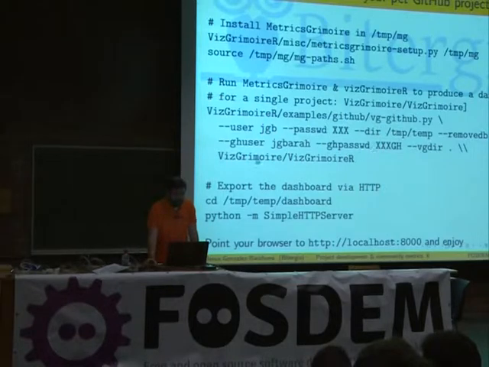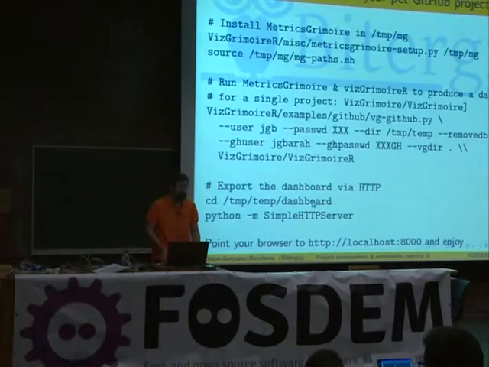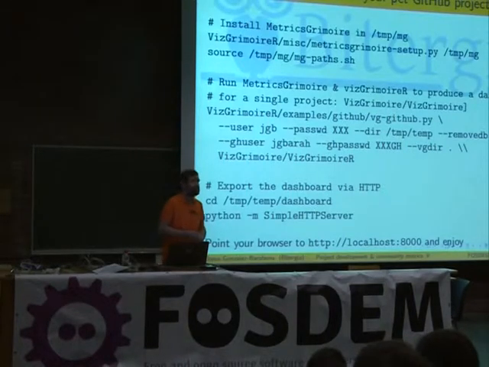This is going to analyze the BizGrimoire/BizGrimoire R project, which is the one doing the analysis. And it's going to produce the result in /tmp/temp. So once you have done that, you have a new directory, /tmp/temp, where you have a clone of the Git repository and some JSON files in the dashboard directory.